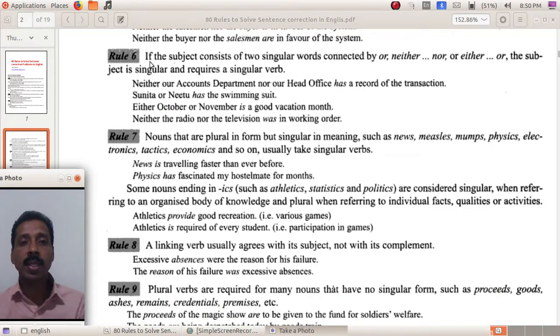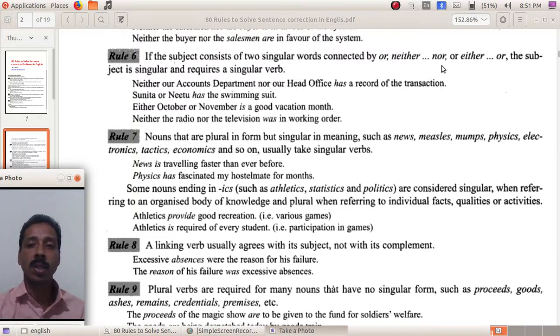Then if the subject consists of two singular words connected by or, neither nor, or either or, the subject is singular and requires a singular verb. For example, neither our accounts department nor our head office has a record of the transaction.